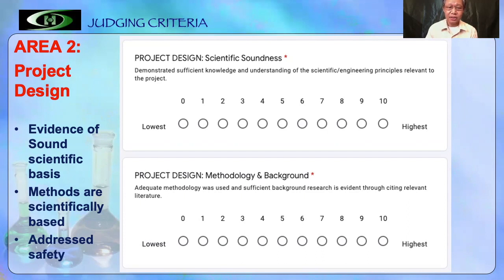Now, in terms of soundness of the project, is the science behind the project well-founded? Or is it contradictory to well-established scientific principles? Okay, so those are the things that you would like to evaluate the project on.